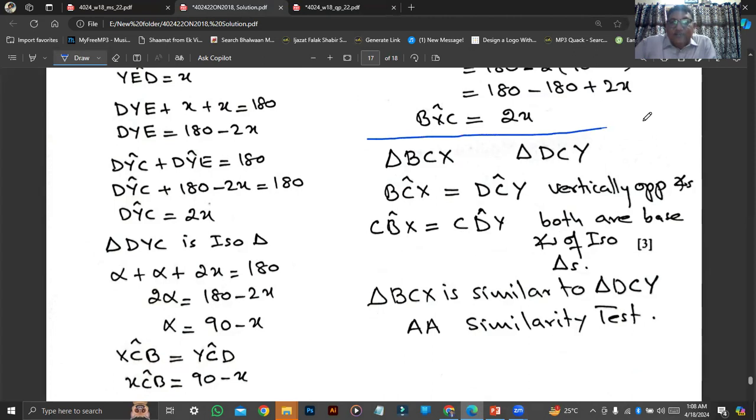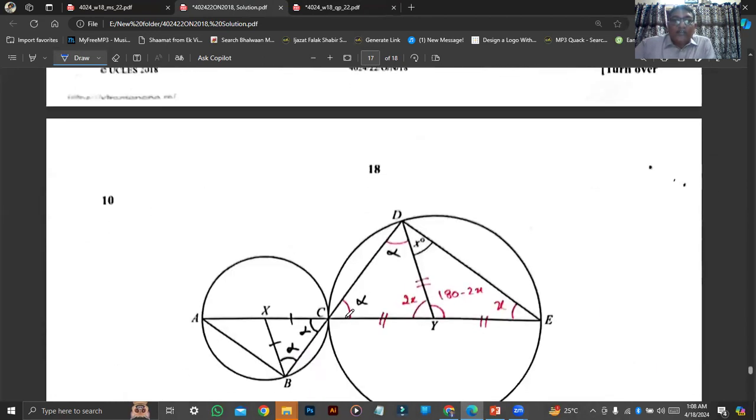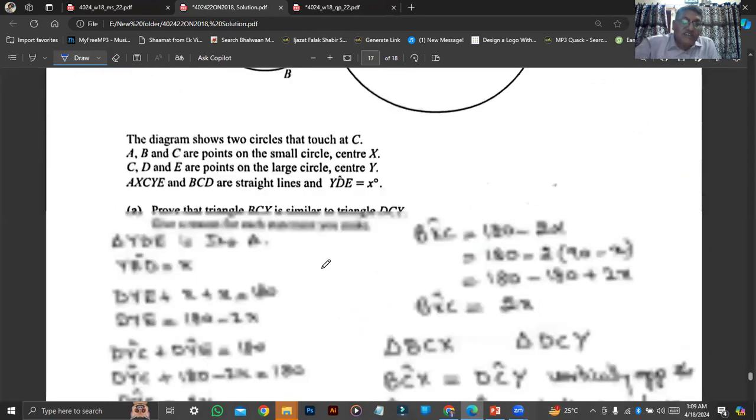This is simple, this is how you should have done this. This portion, this is how you should do it. Or you can name them like this. This angle is the same because they are vertically opposite. This angle is the same because this is an isosceles triangle. These are two radii. This is an isosceles triangle. So you can see in this triangle, these two angles and these two angles are the same. So according to the angle similarity test, if two angles are the same, then those two triangles are similar to each other.